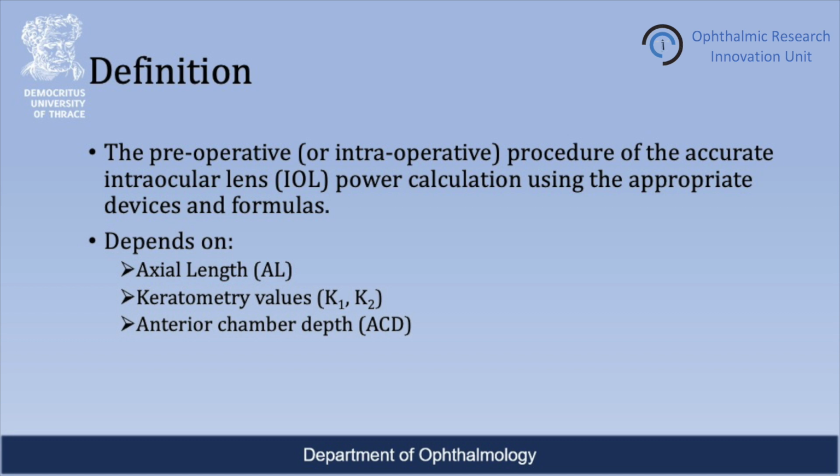Starting with the definition, ocular biometry is the preoperative or intraoperative procedure of the accurate intraocular lens power calculation using the appropriate devices and formulas. It depends on three parameters: the axial length, the keratometry values, and the anterior chamber depth.